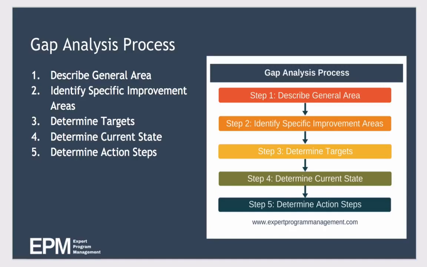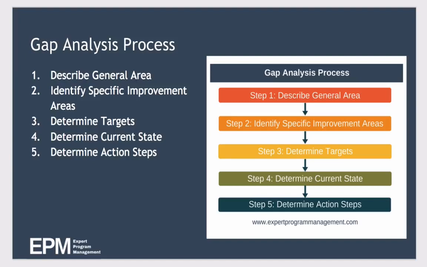So, for example, we might decide to analyze our online marketing efforts, and that obviously implies that we're not investigating our offline advertising, such as print and television. So by being very clear about what we are and what we are not investigating, it keeps everyone on the same page. Step 2, identify specific improvement areas.